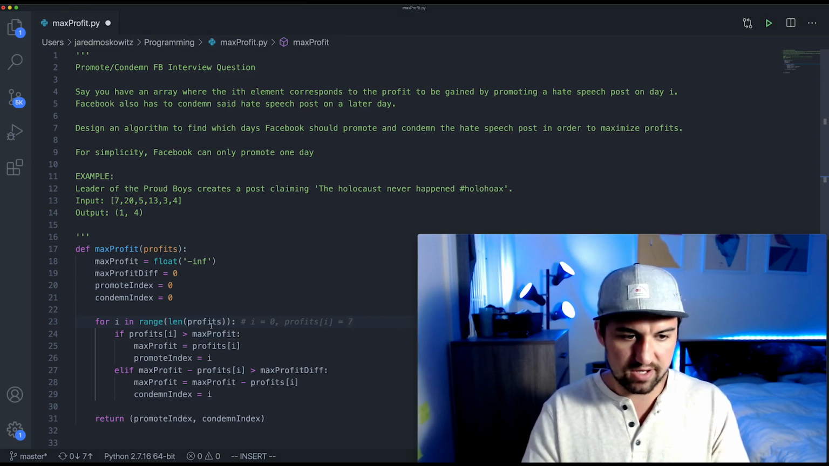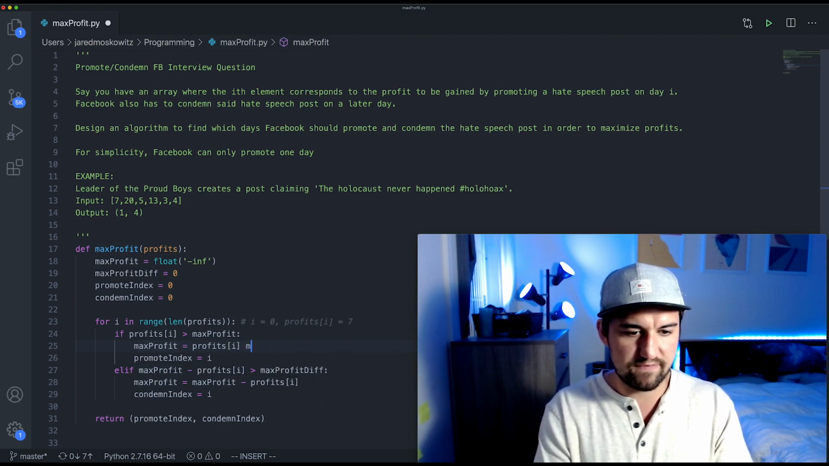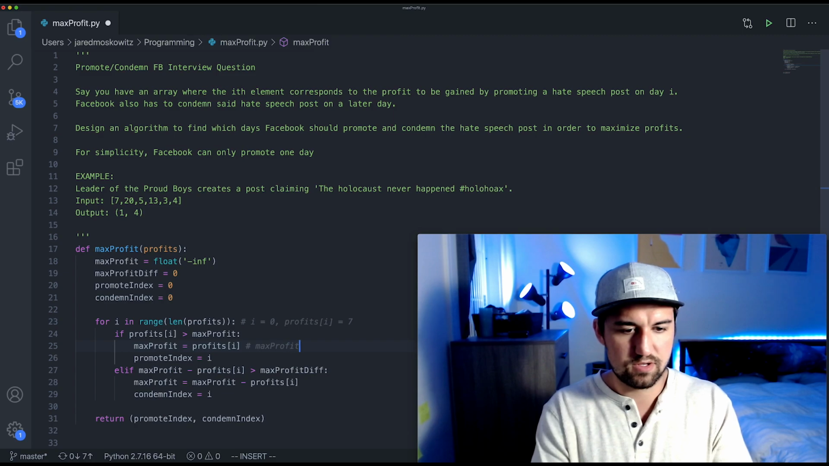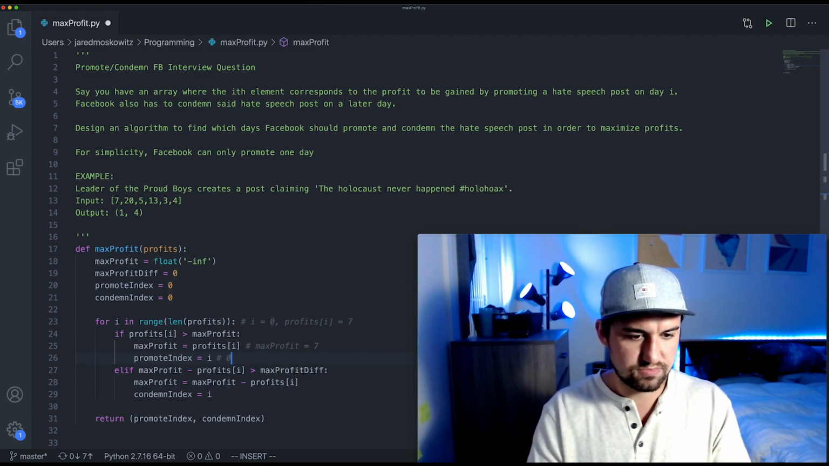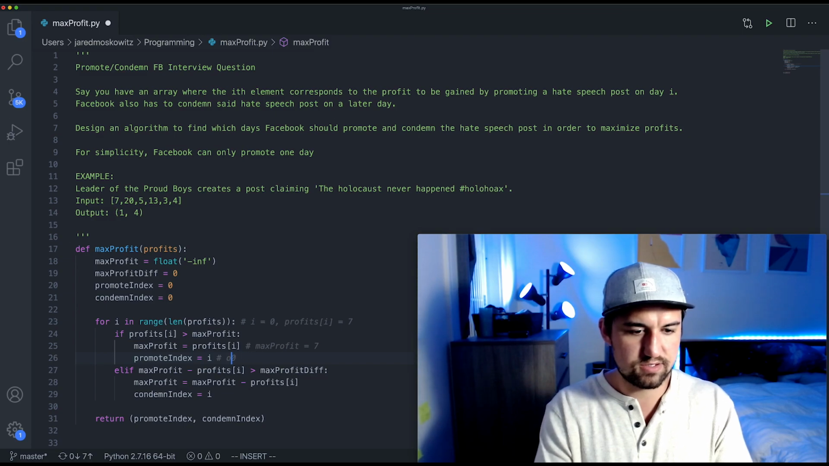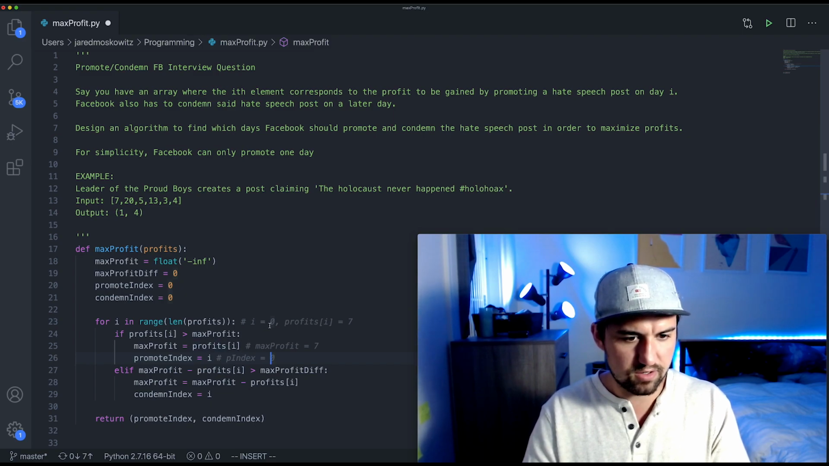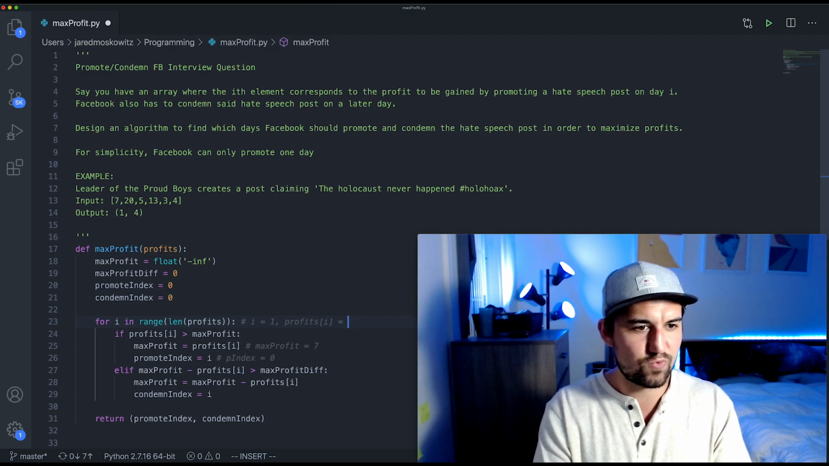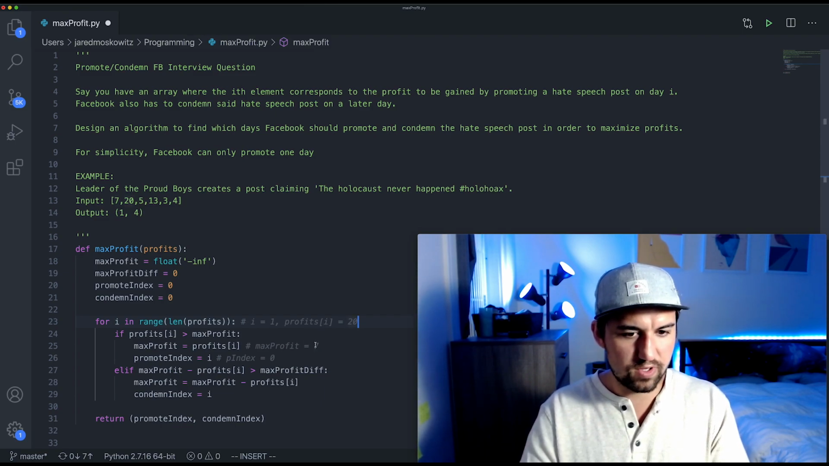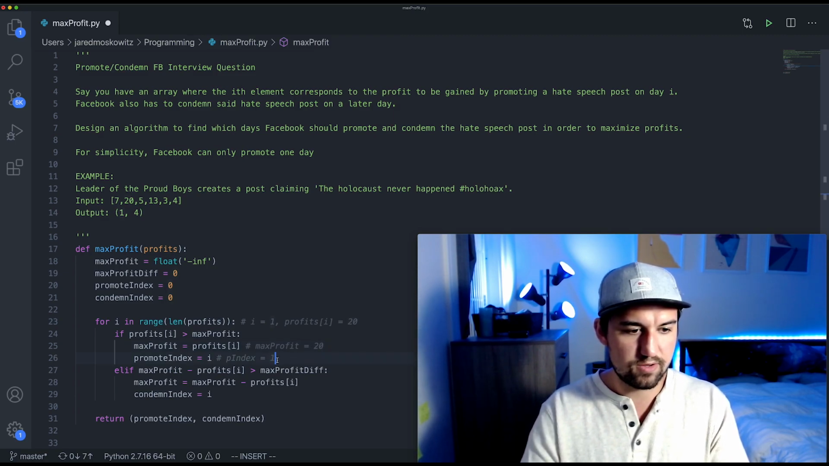So if profits at I, so 7 is greater than max profit, negative infinity, yes. Then we're going to say that max profit is going to be equal to profits at I. So that's 7, and then promote index is going to be 0. All right, so then we're going to go through again. So now we have I is 1, and profits is 20. So is 20 greater than 7? Yes. So we're going to go in here. We're going to change that to 20. P index is going to be 1. We're going to go back through.